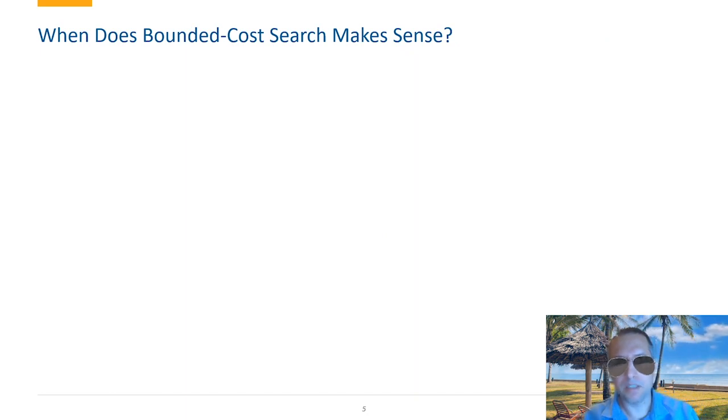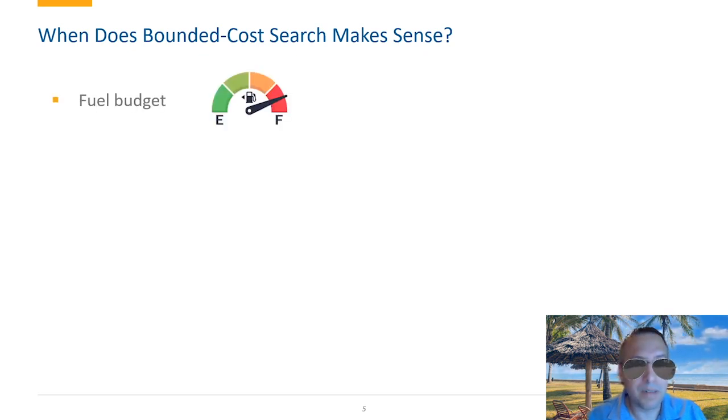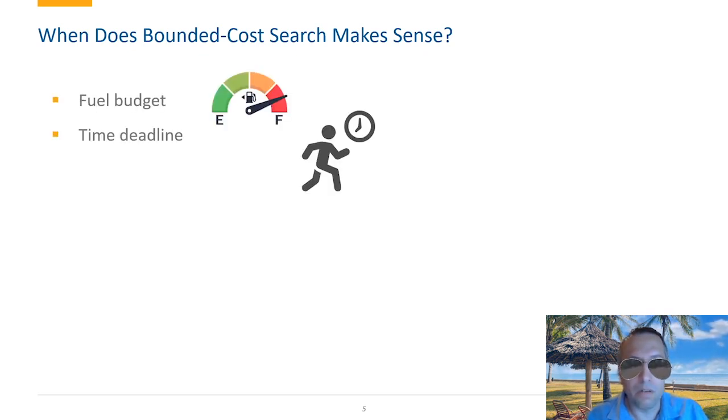Bounded cost search is one of the least studied search problems in the heuristic search literature. This is surprising because bounded cost search is basically the satisfaction version of any optimization problem. And the cost bound corresponds to a limited budget of some form. For example, a limited fuel, or time deadline, or some confidence threshold. In all these cases, modeling it as a bounded cost search makes a lot of sense.